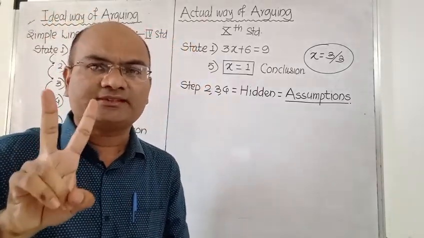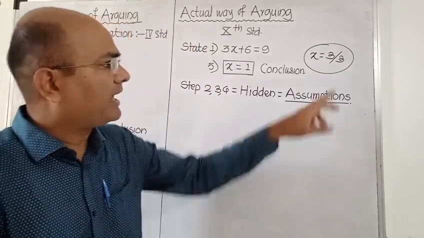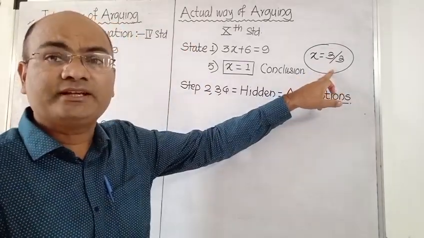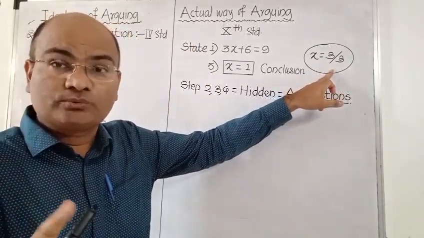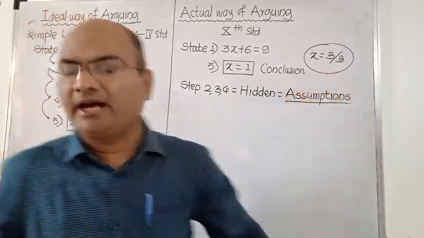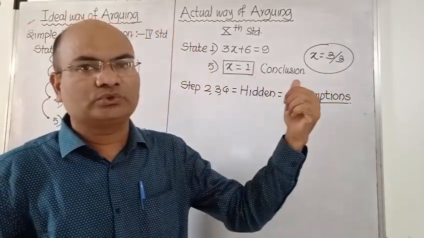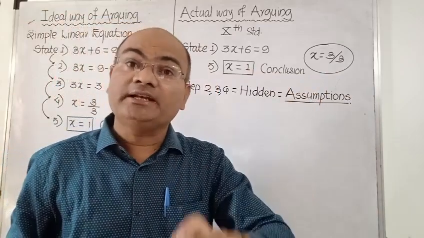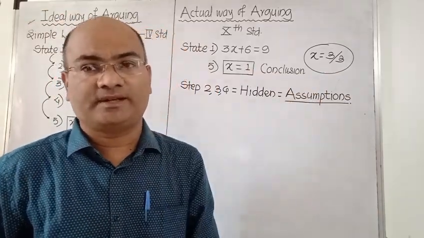Suppose the question can be asked in two ways. x is equal to 3 by 3: is this statement true or false? Obviously true, but it is indirectly true. Here it is directly true, there it is indirectly true. And accordingly this step is called an assumption of the passage.